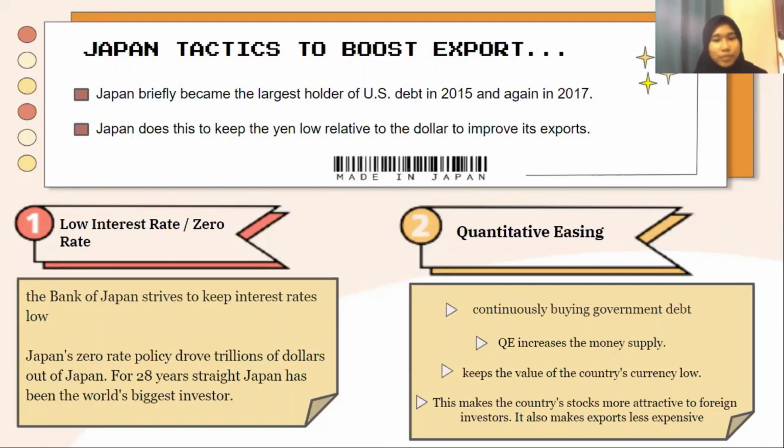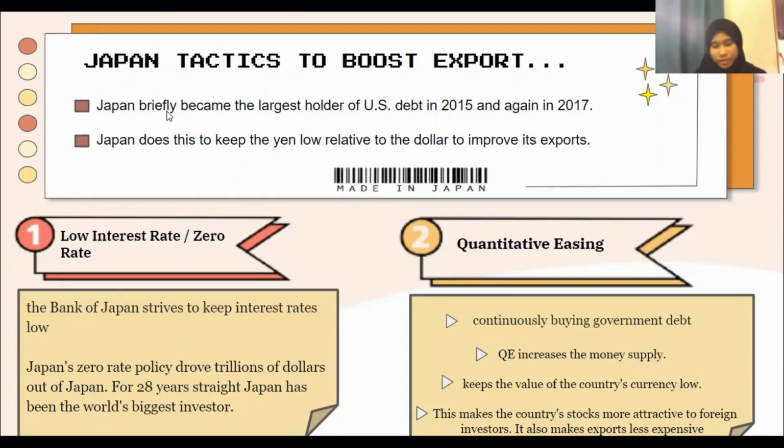And thus this makes the country's stocks more attractive to foreign investors. It also makes export less expensive. Next, Japan was the first country to use quantitative easing, from 2001 to 2006.